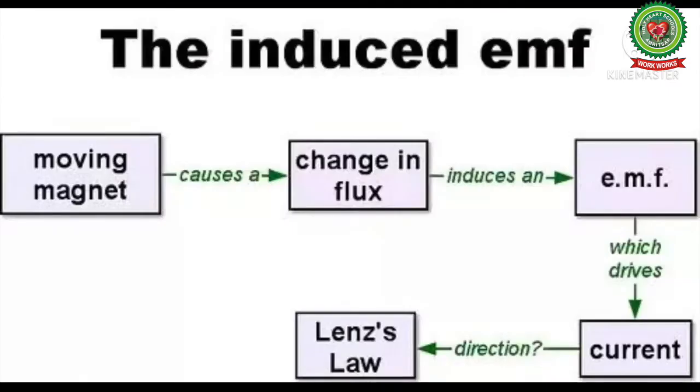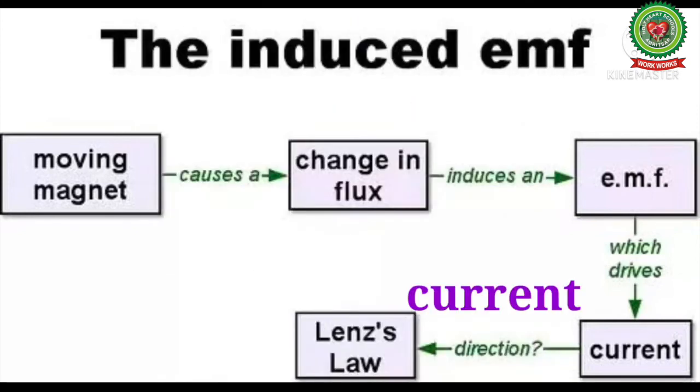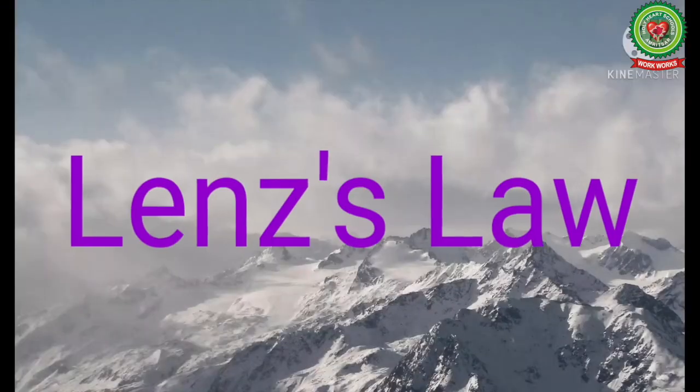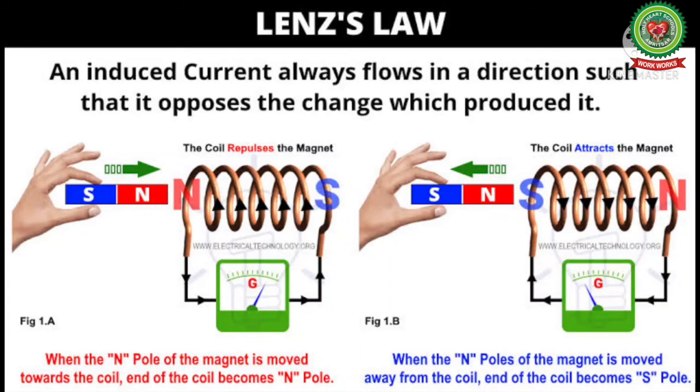Students, till now we have studied how a moving magnet causes a change in flux, which induces an EMF which drives current. So here a question arises: in which direction does the current flow? For that we have a law known as Lenz's law. Lenz's law states that an induced current always flows in a direction such that it opposes the change which produced it.